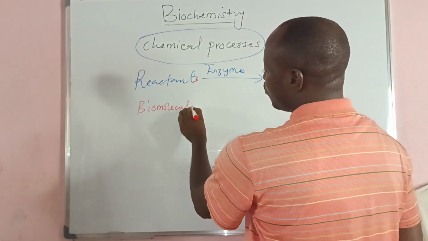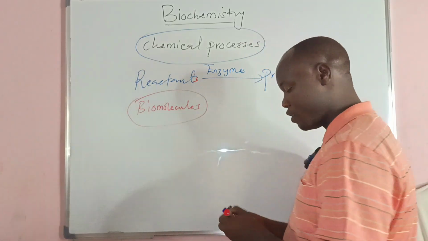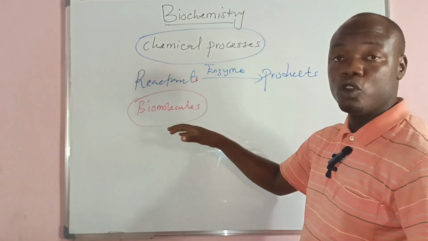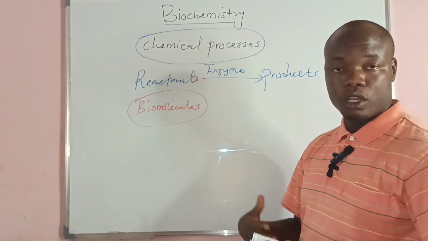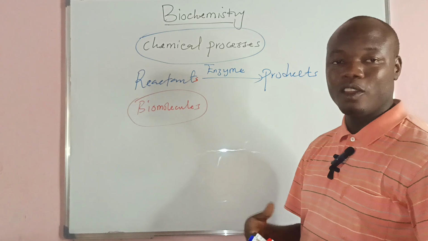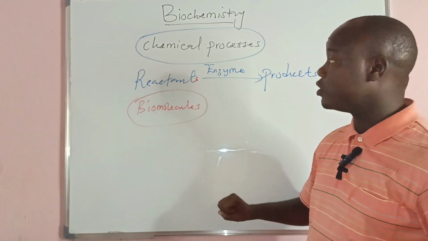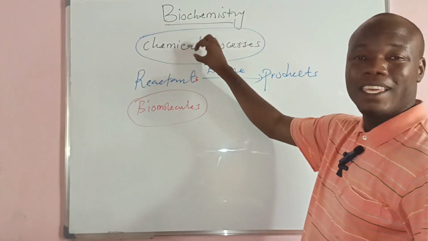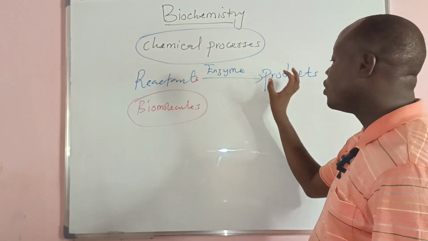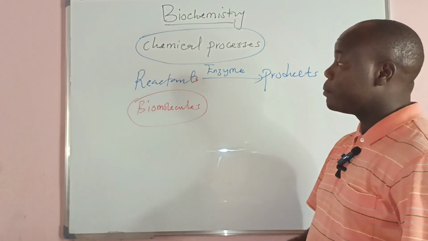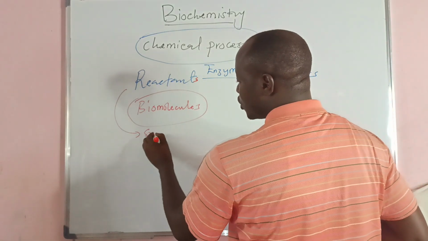Why are they called biomolecules? Biomolecules are the molecules that are found in the body of living organisms, like in humans, in any other animals, in bacteria. So in the body of living organisms, both the reactant and the product are biomolecules. But generally in biochemistry, we call the reactants substrates.